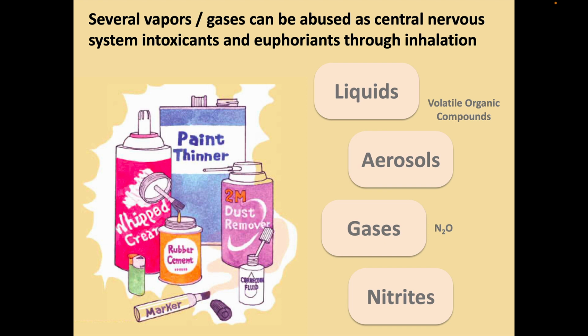Liquids and aerosols, which are usually volatile organic compounds that can be suspended in the air or mixed in the air and then inhaled. There is one common abused inhalant that is itself a true gas, and that's nitrous oxide, which we'll touch upon later in the video. And then there are the nitrites, which have a very different mechanism of action, but they are still misused or abused through inhalation, hence they are inhalants too.